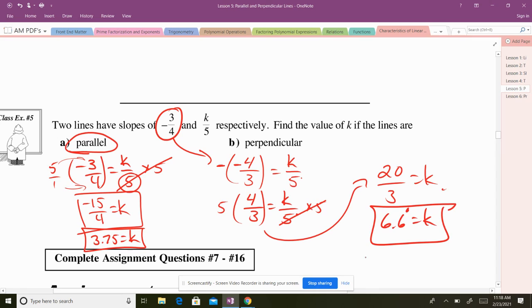All right. 2A3, pick 3 of them. And then 10 and 11.